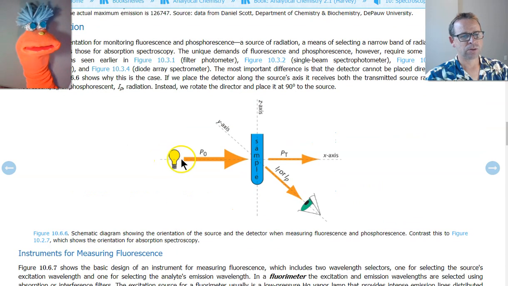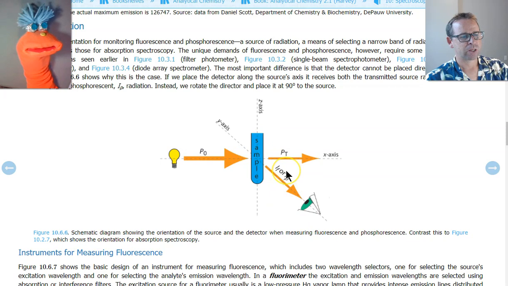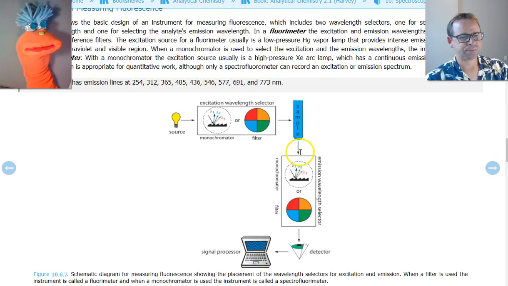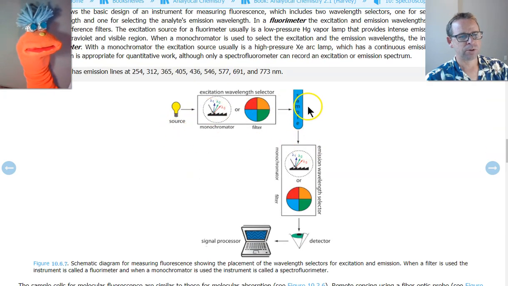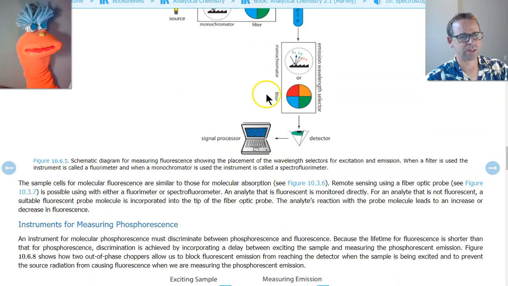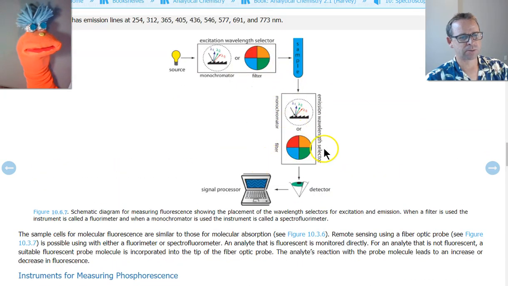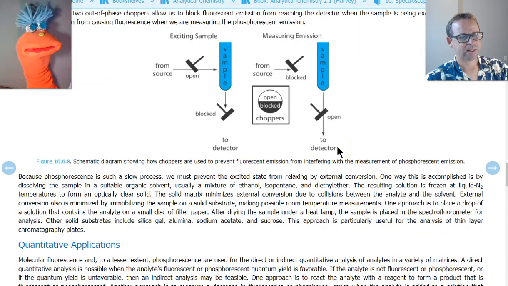Okay, so absorption is along the same axis as the source of the light, but fluorescence or phosphorescence is off at a 90 degree or a different angle. It doesn't need to be exactly 90 degrees, but a different angle. Okay, so here's a good instrument model for a fluorimeter. And it's not terribly great, but same idea.